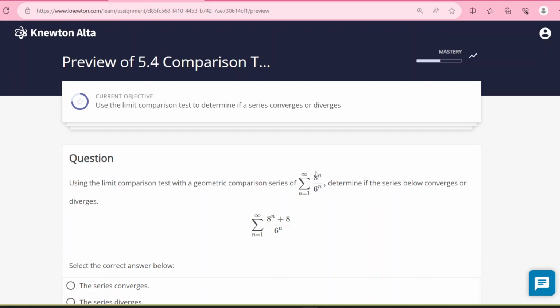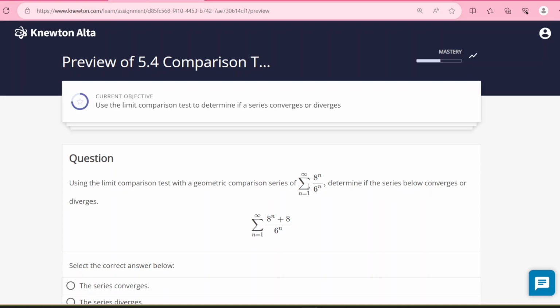So this series is geometric, with a common ratio of 8 over 6. You'd multiply every term by 8 over 6, which is 4/3. That's bigger than 1. So again, we have a divergent series. And if I were to take 8 to the n plus 8 over 6 to the n, divided by 8 to the n over 6 to the n, you'd have something pretty much like 8 to the n over 8 to the n. The limit would be 1, which is, again, non-zero and finite.